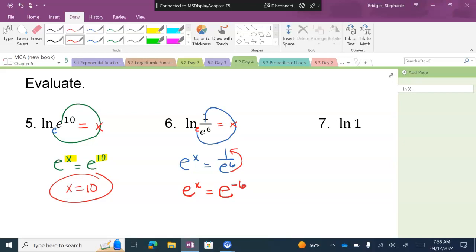Is everybody okay with how I made that exponent negative to bring that e to the top? Do I have the same base now? Yes. So we can drop the bases and we can set our exponents equal. So x is going to equal, or this log is going to simplify to be -6.